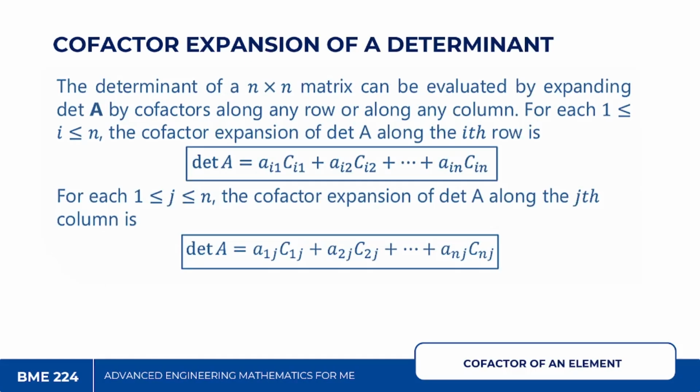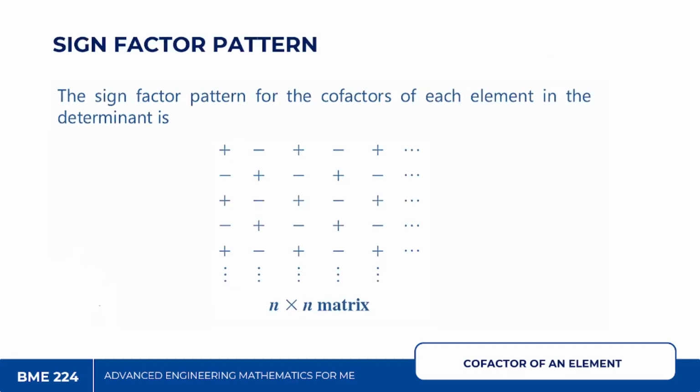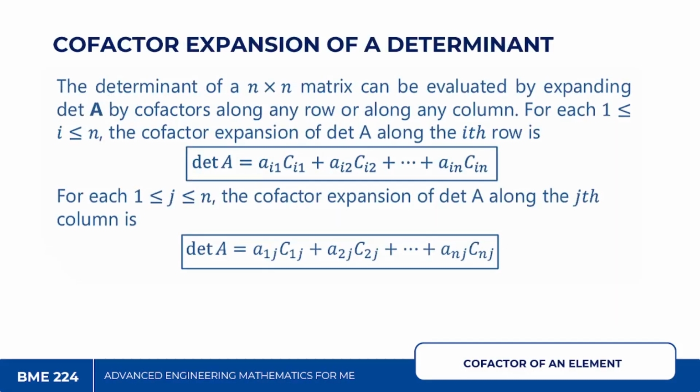Okay, why do we define the cofactor or evaluate the cofactor? Because we'll be using this one in solving for the inverse later. Particularly if we are dealing with the adjoint. For the adjoint, we get the cofactors of each element. Okay, that's it. Okay. Cofactor expansion of a determinant.